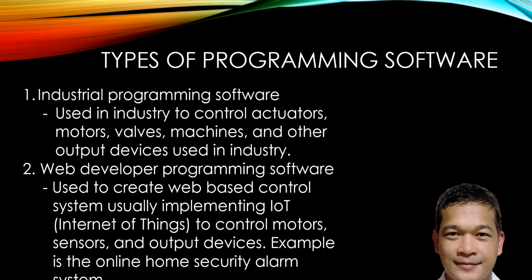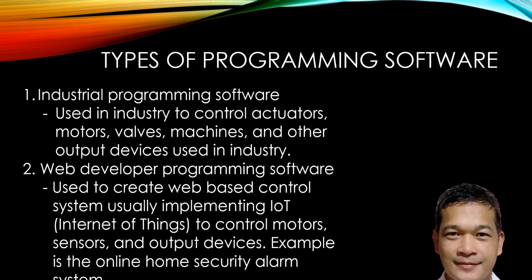So, types of programming software. Number 1 is the industrial programming software, used in the industry to control actuators: the motors, the valves, the machines, and other output devices used in industry. One of the examples of its applications is what was discussed in the subject instrumentation and process control system.